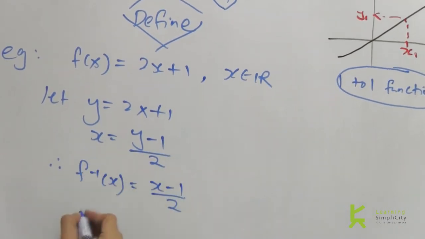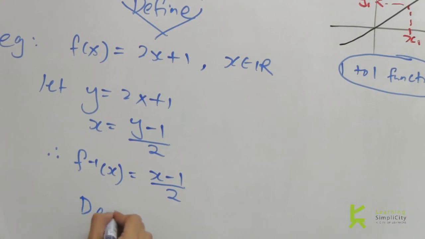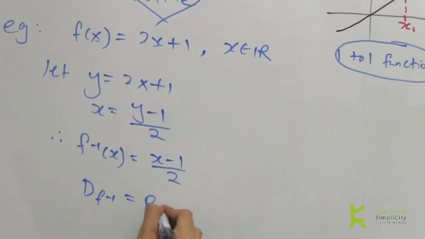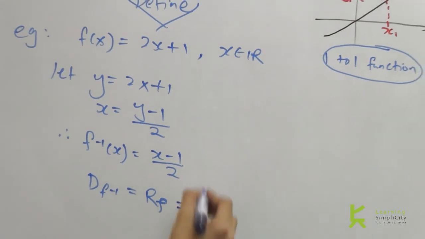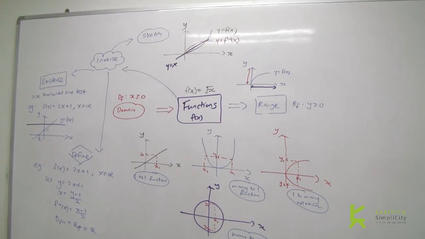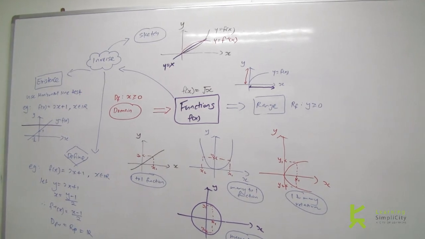How about the domain of f inverse? It's the same as the range of f. And once you draw out the graph of f(x), the range will be all real numbers. That's the end of the first part of the 2-part video series on functions.